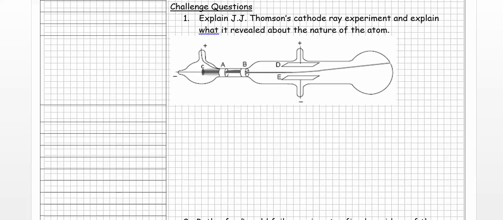So here we go. Number 1 says, explain J.J. Thomson's cathode ray experiment and explain what it revealed about the nature of the atom. So remember that before J.J. Thomson, Dalton and even before him Democritus had stated that the atom was the fundamental unit of nature, that there was nothing smaller than the atom. In fact, Dalton had used his experiments involving the law of definite proportion and the laws of multiple proportion to establish this fact that there was nothing smaller than the atom.